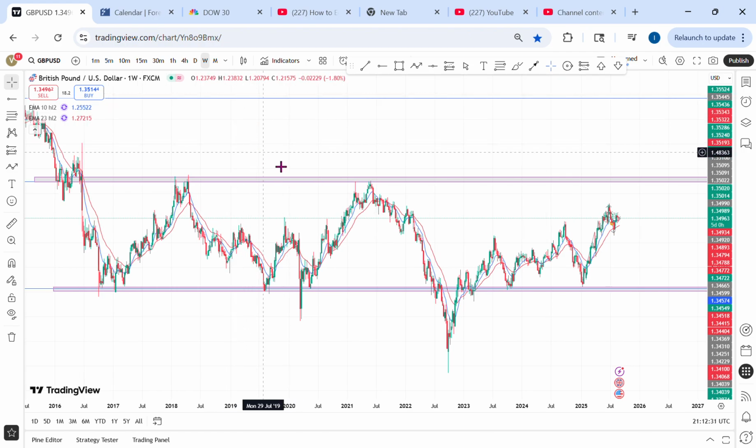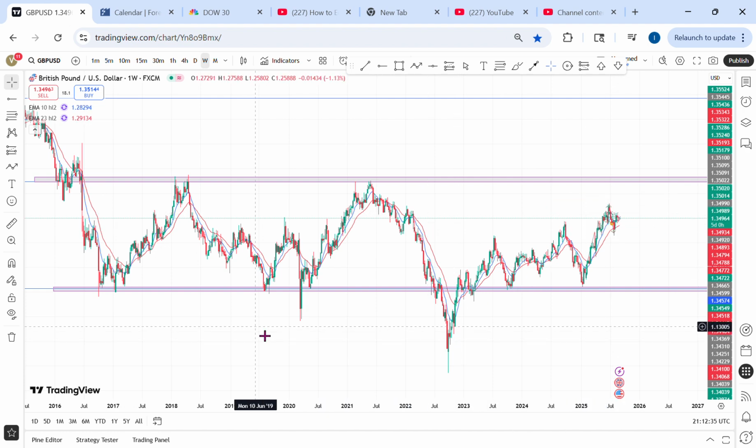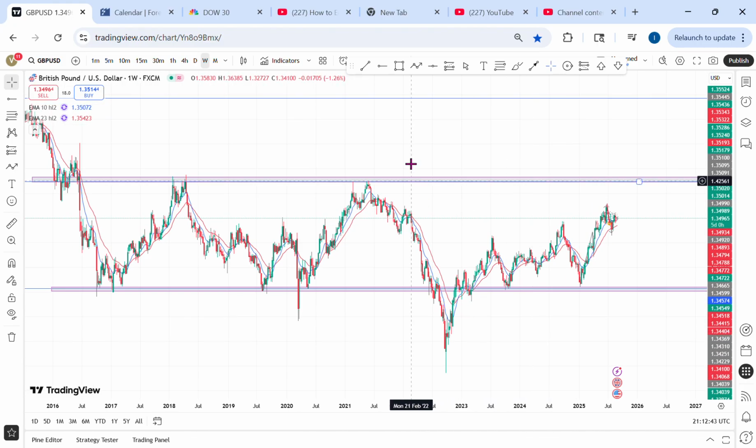This is on a weekly time frame, and we are bullish. And what pattern is the market giving us here? The market is giving us an inverted head and shoulders pattern on a weekly time frame.